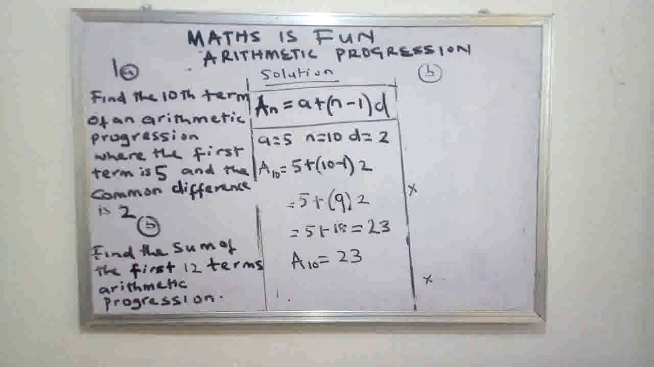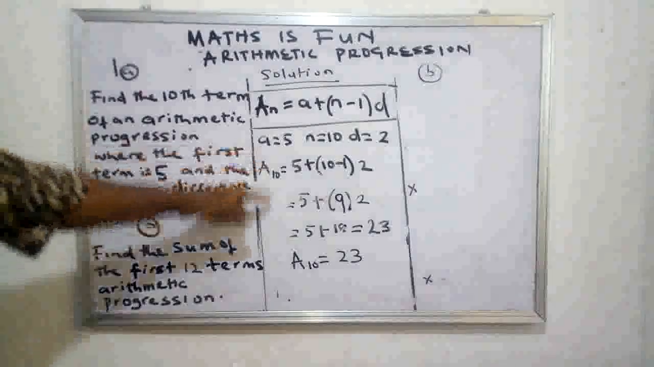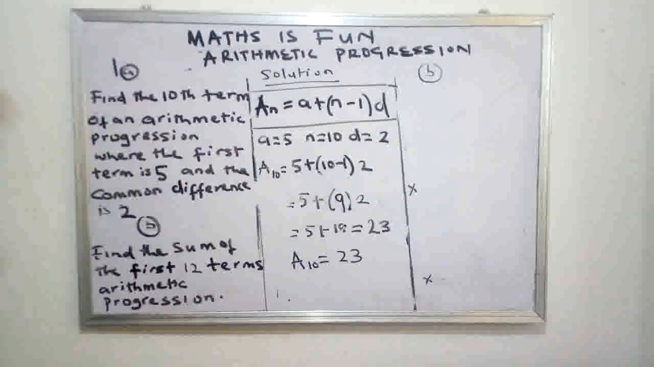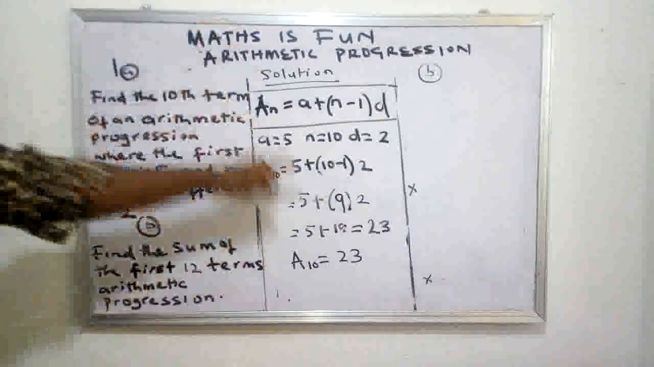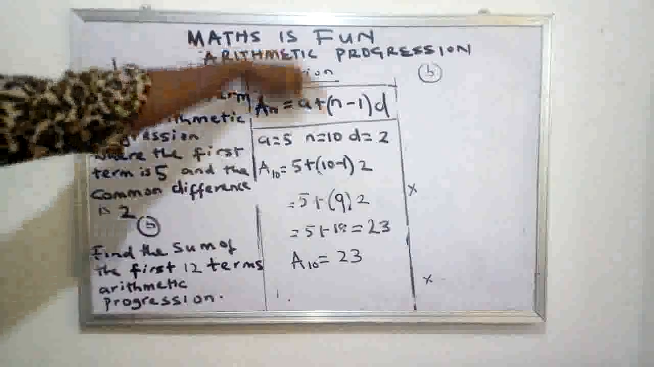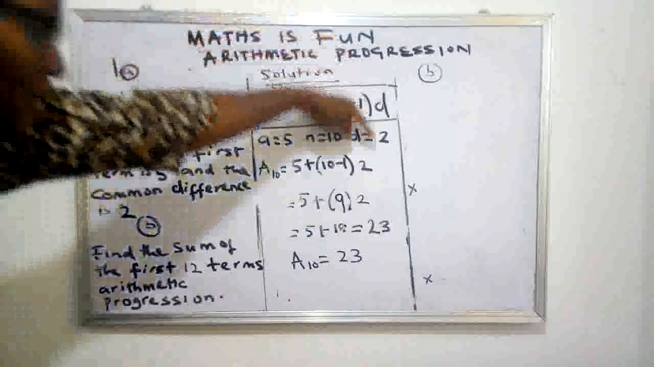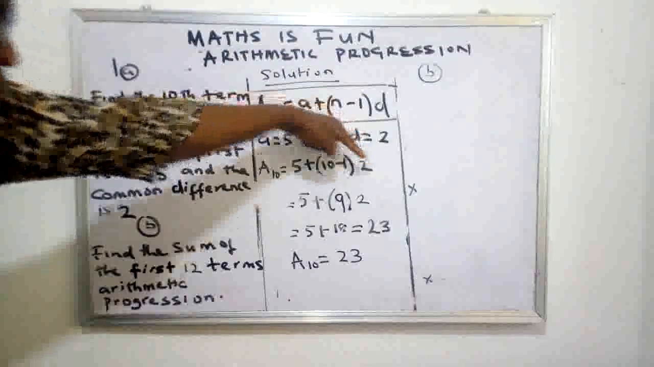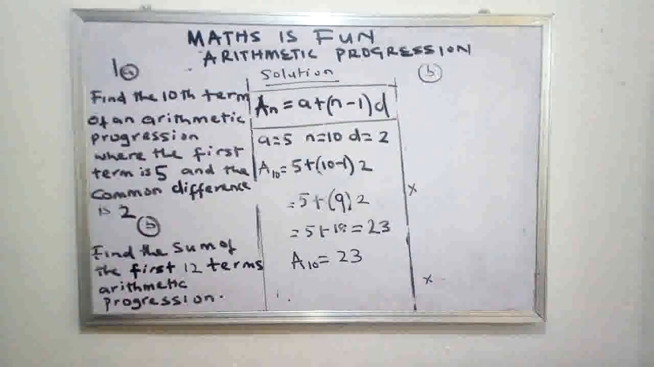Are you ready? Let's go straight to business. We are going to put all of this inside that formula. So let's give the values now. a_10, which is the 10th term of the arithmetic progression, is given as a, which is 5, plus (10 - 1) times d, which is our 2. Are you there? All right.